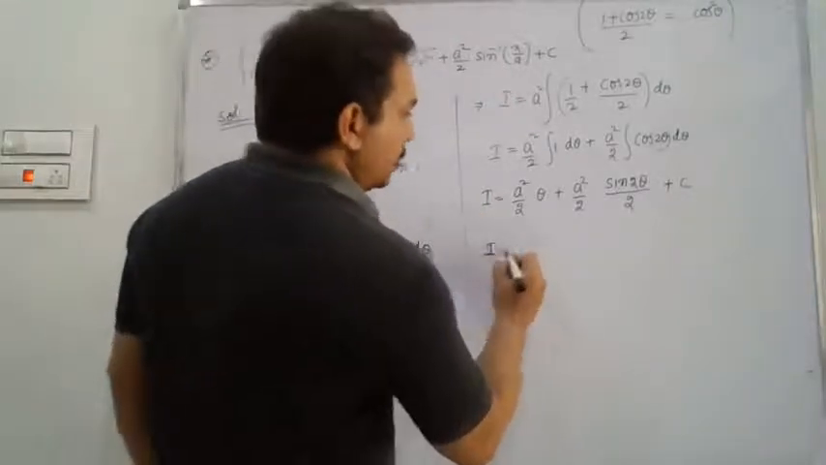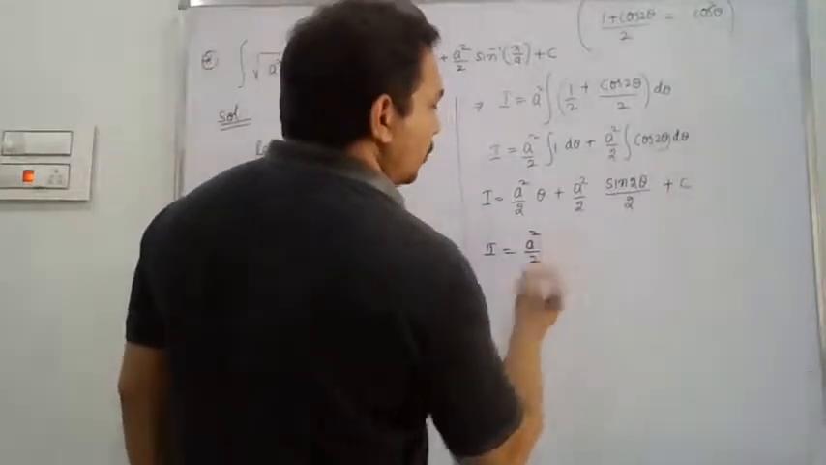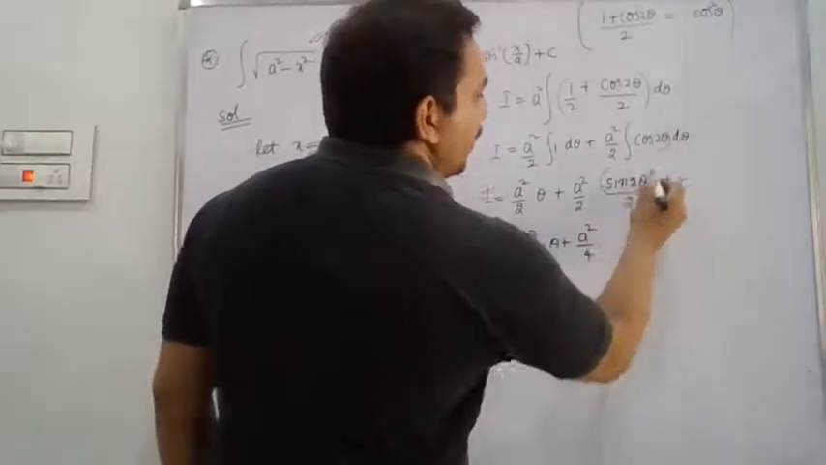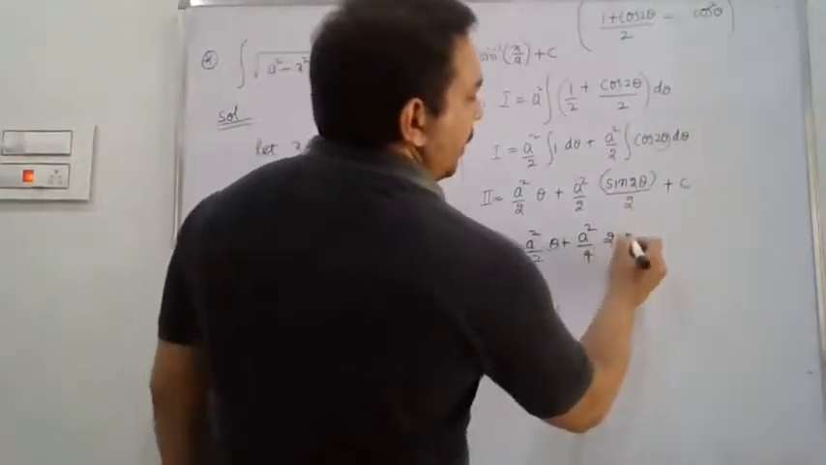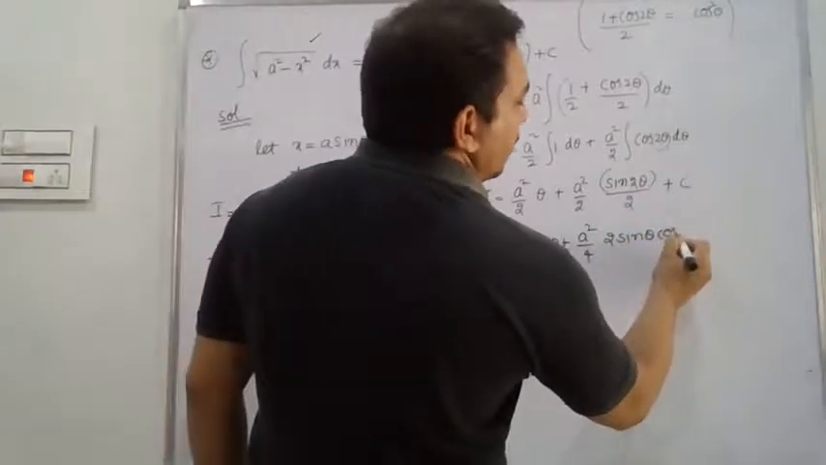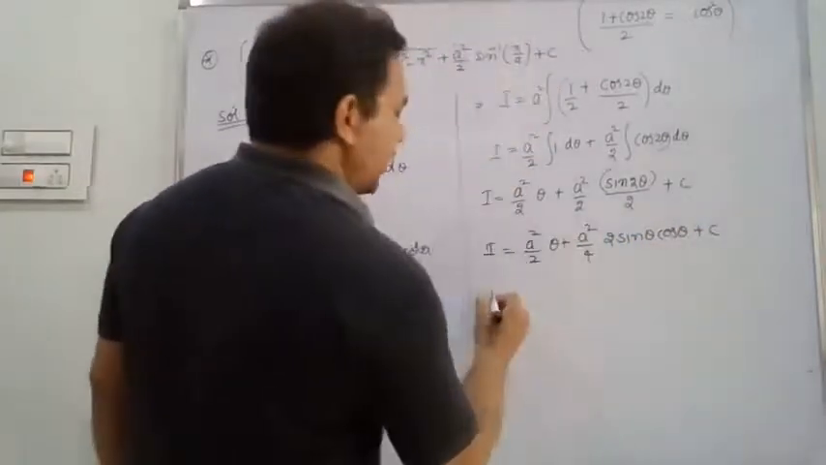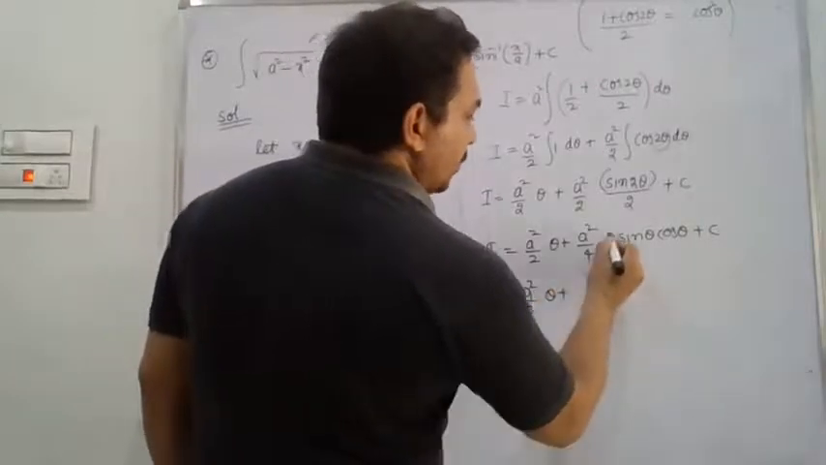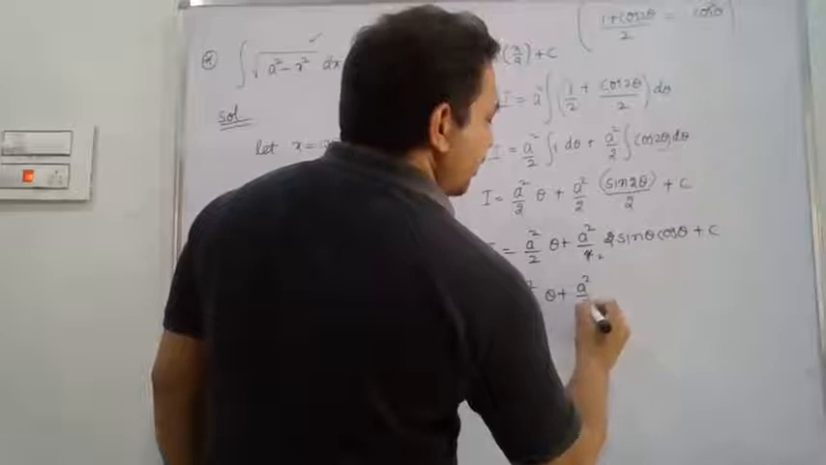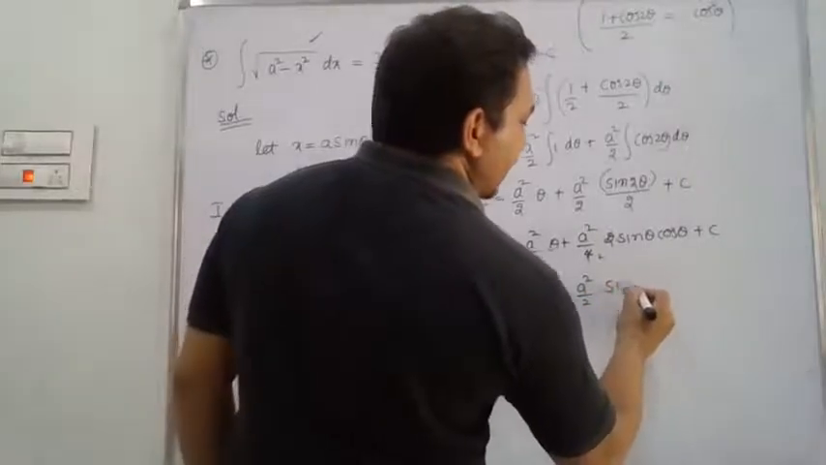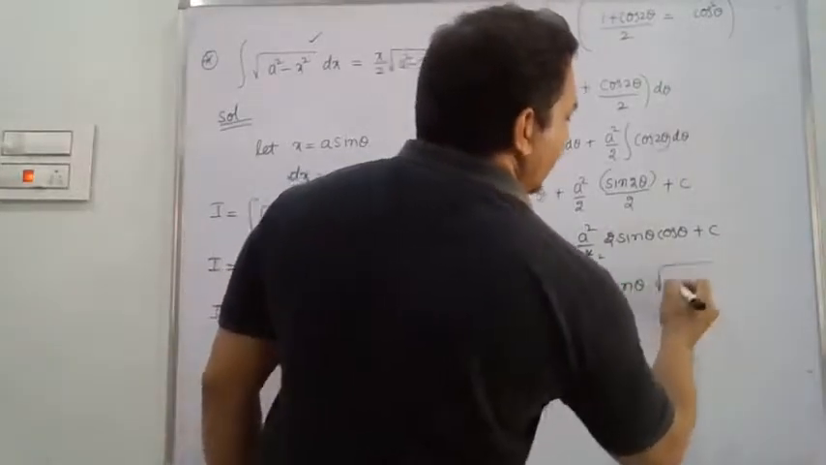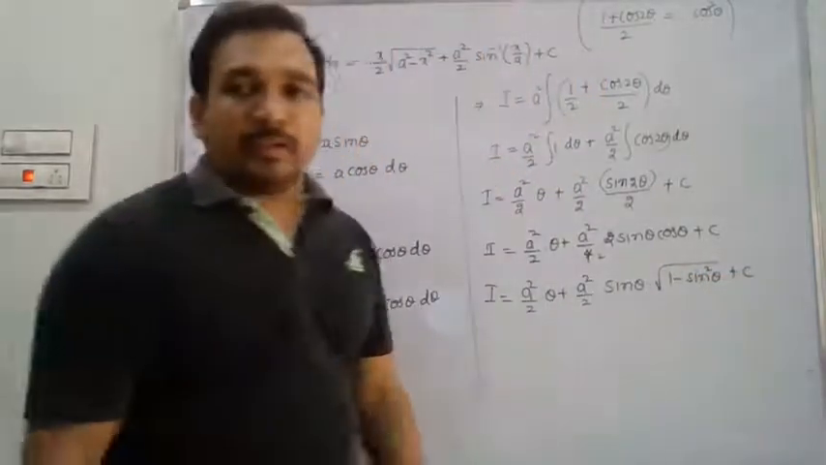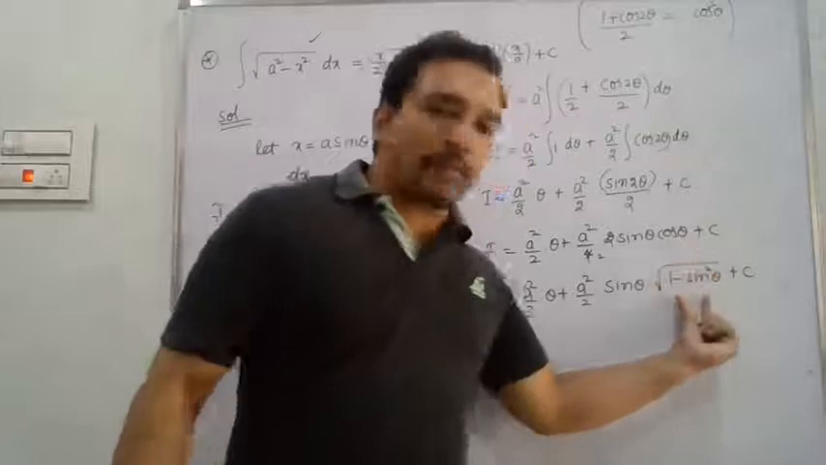So I is equal to a square by 2 into theta plus a square by 4 into, what is the formula for sin 2 theta? It can be written as 2 sin theta into cos theta, plus constant. So I is equal to a square by 2 into theta plus, 2 and 4 get cancelled, a square by 2 into sin theta into cos theta, and cos theta can be written as square root of 1 minus sin square theta, plus c.